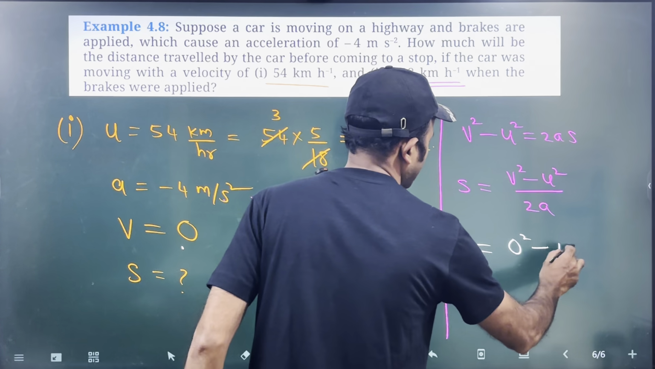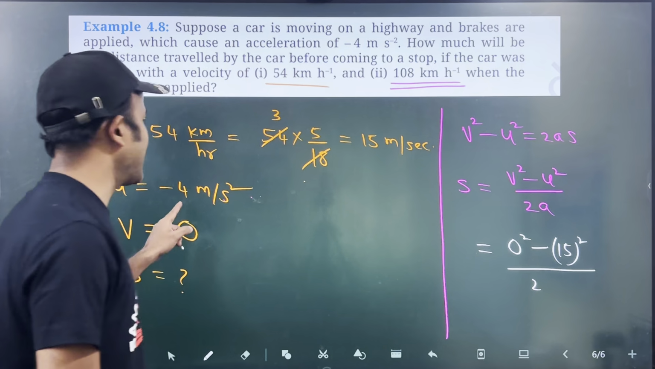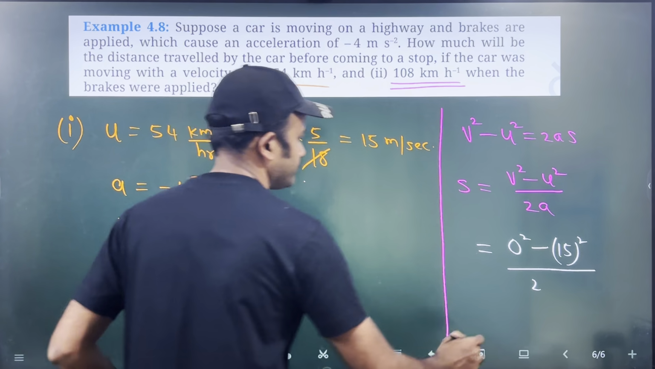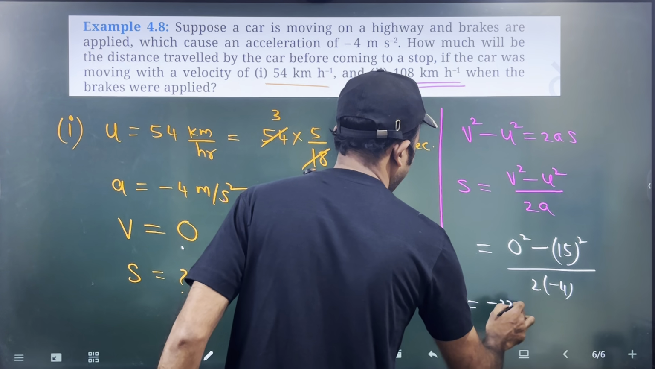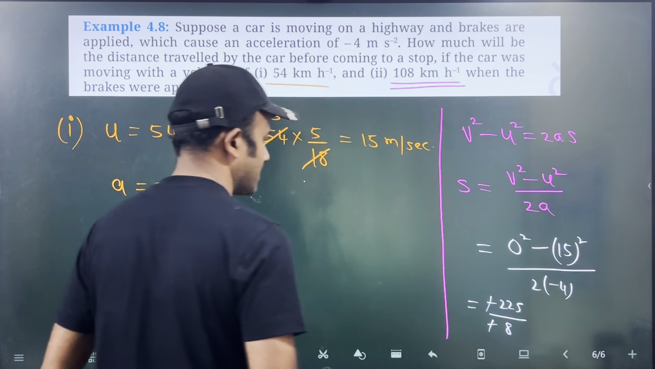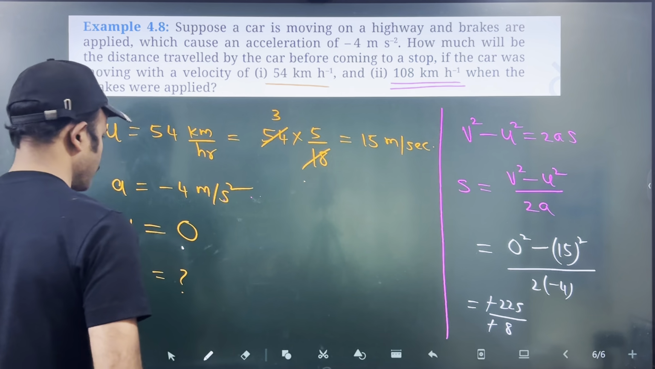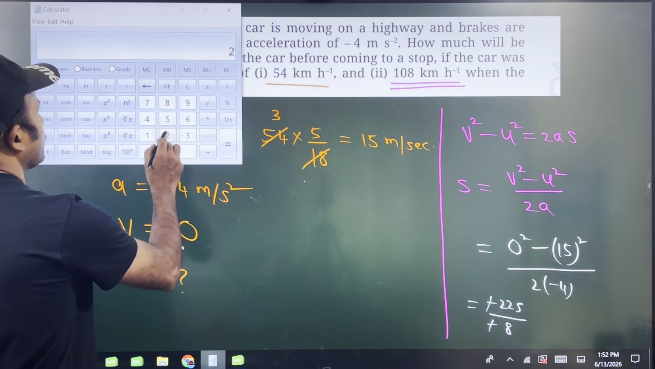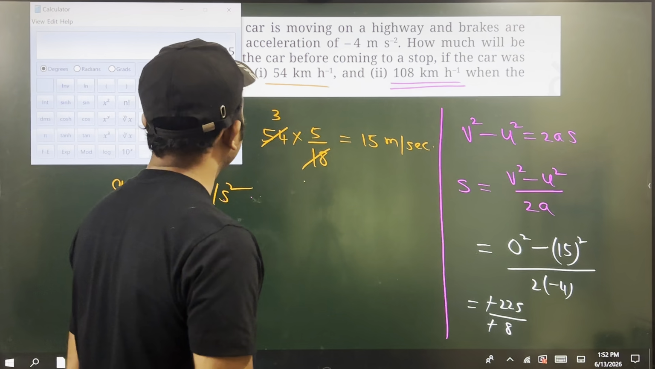15 whole square, by 2 into acceleration, that is minus 4. 2 into minus 4. So this we can write as minus 225 by minus 8. So 8 get cancelled. Okay, so now you do the calculation. 225 by 8, how much will you get here?